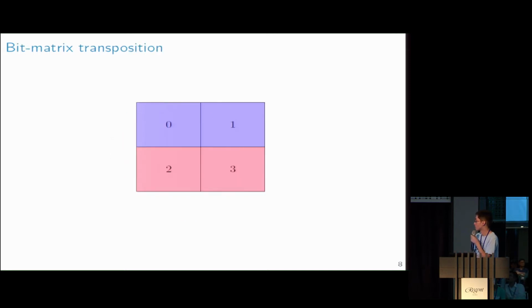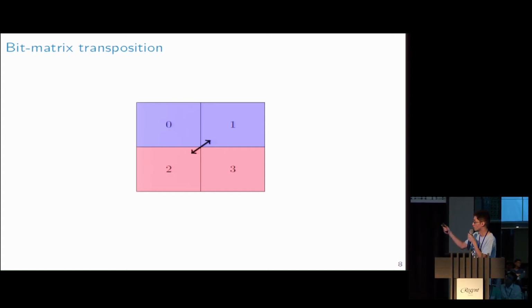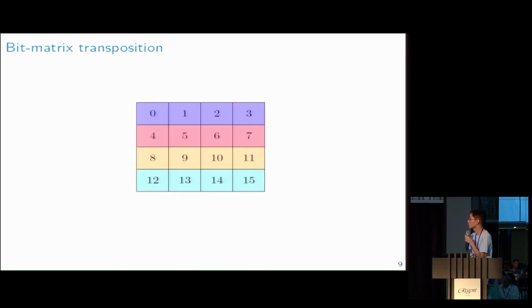This is actually a very well-known technique, but I should also talk about how to actually do bit matrix transposition. If you have just a 2 times 2 matrix, transposition is quite easy. You just need to swap these 2 blocks, the right upper block and the left bottom block, and then you get the transposition of this matrix.